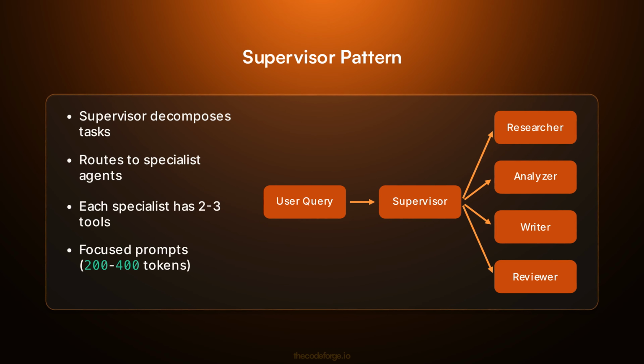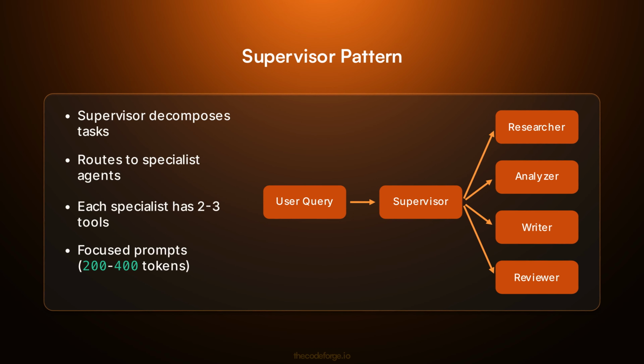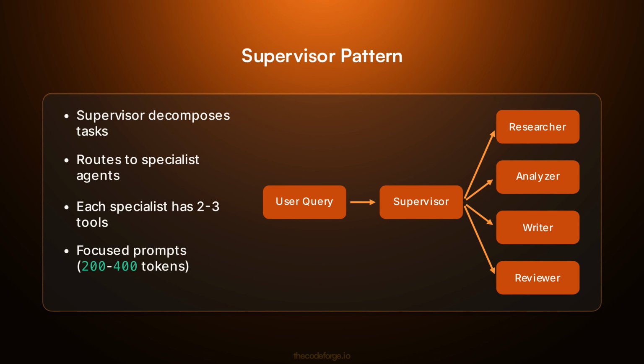The supervisor pattern is the most common multi-agent topology. A supervisor agent receives the user request, decomposes it into subtasks, and routes each to a specialist. Each specialist has a narrow toolset and a focused prompt.